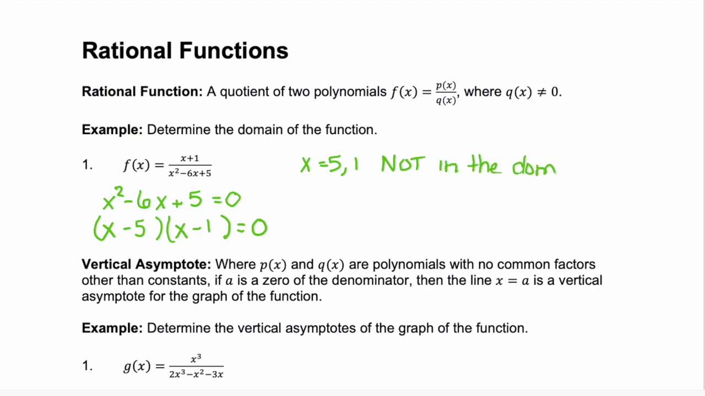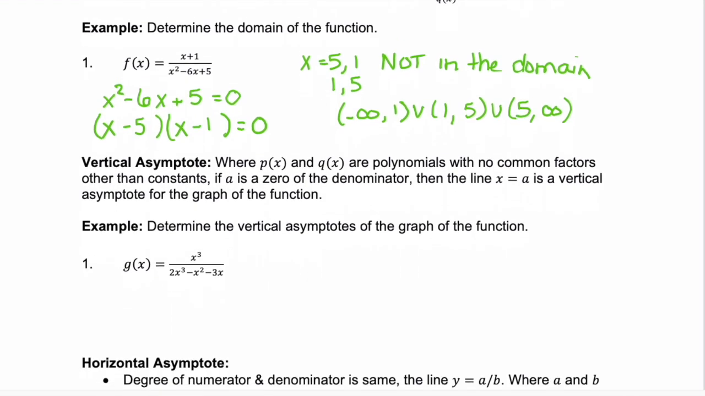So we need to write the interval notation for the domain that does not include those. Well, let's put them in the right order, 1, 5. That means we can go from negative infinity until we get to 1. Then we have to stop. Then we can go from 1 until we get to 5, and we stop. And then we go from 5 through infinity. That would be the domain for this rational function.